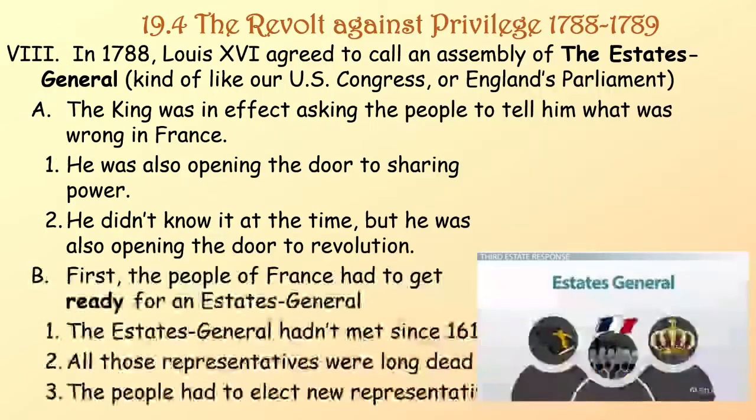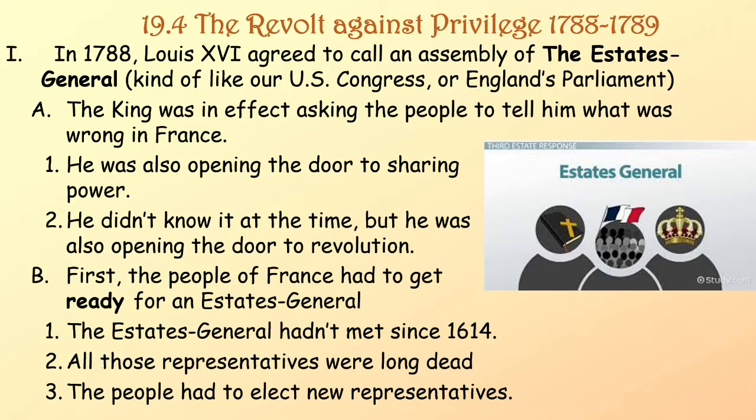In 1788, Louis XVI agreed to call an assembly of the Estates General. And that's kind of like our Congress or England's Parliament. In other words, it's a representative body. The king was in effect asking the people to tell him what was wrong in France. And he was also opening the door to sharing power. And he didn't know it at the time, but he was also opening the door to revolution.